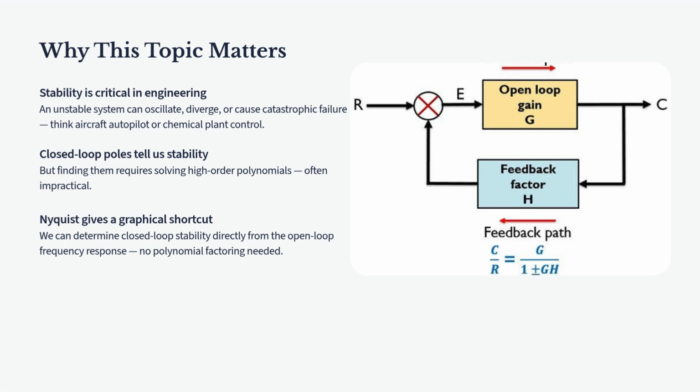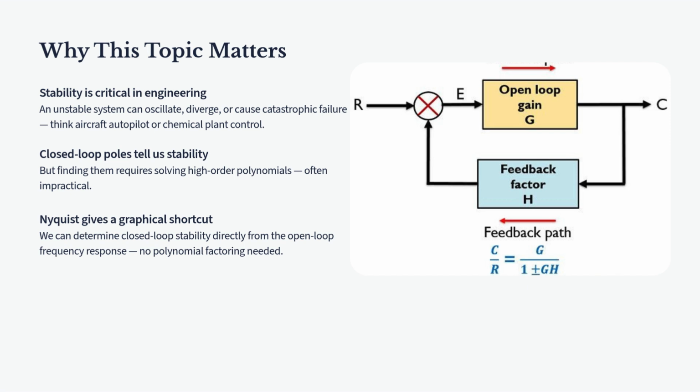First, let's understand why this topic is important. In control systems, stability is very important. Stable systems work properly. Their output stays under control, but an unstable system can oscillate, increase without limit, or even fail. For example, think about an aircraft autopilot system. If the system is unstable, the aircraft may not move smoothly. It may keep oscillating.